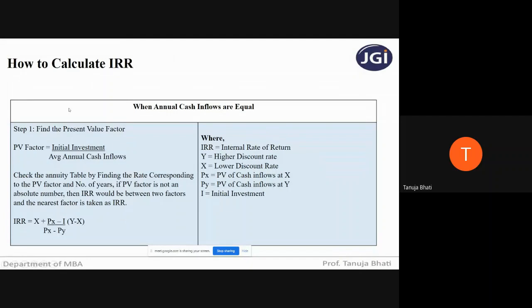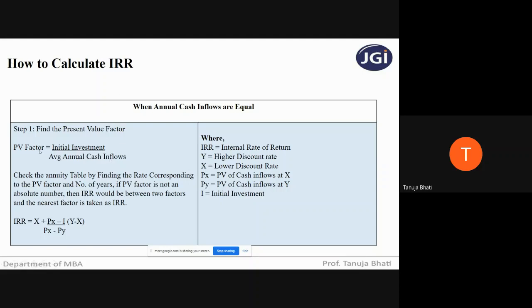So in this way, you calculate IRR when the annual cash inflows are equal. So again, I'm repeating, students. First of all, if a problem on IRR is given, you have to see whether the cash inflows that you're getting every year are equal or unequal. Suppose it is equal, then your first step will be to calculate the present value factor, which is nothing but initial investment divided by average annual cash inflows. Whatever factor answer you get, you have to check it in the PV table, to see what the rate corresponding to this factor is for the number of years which is already given in the problem.